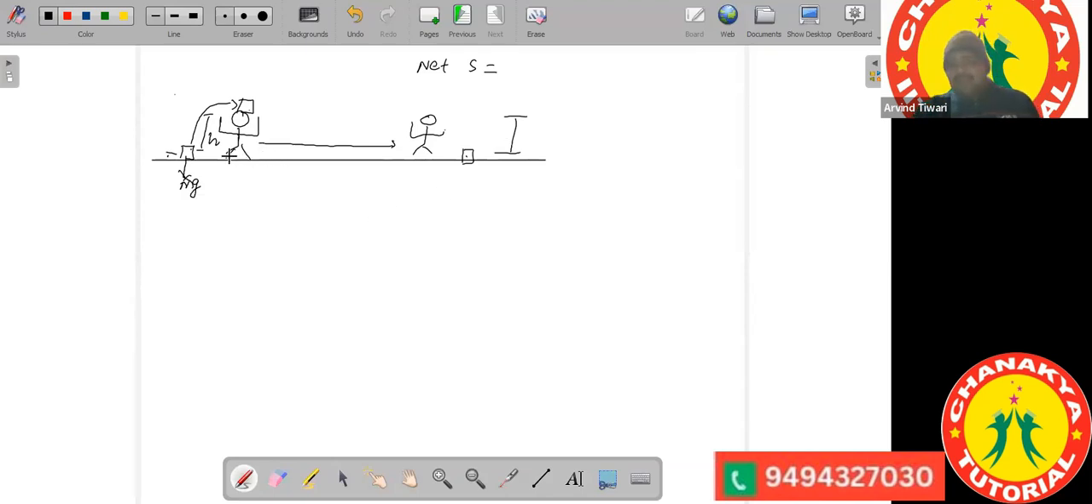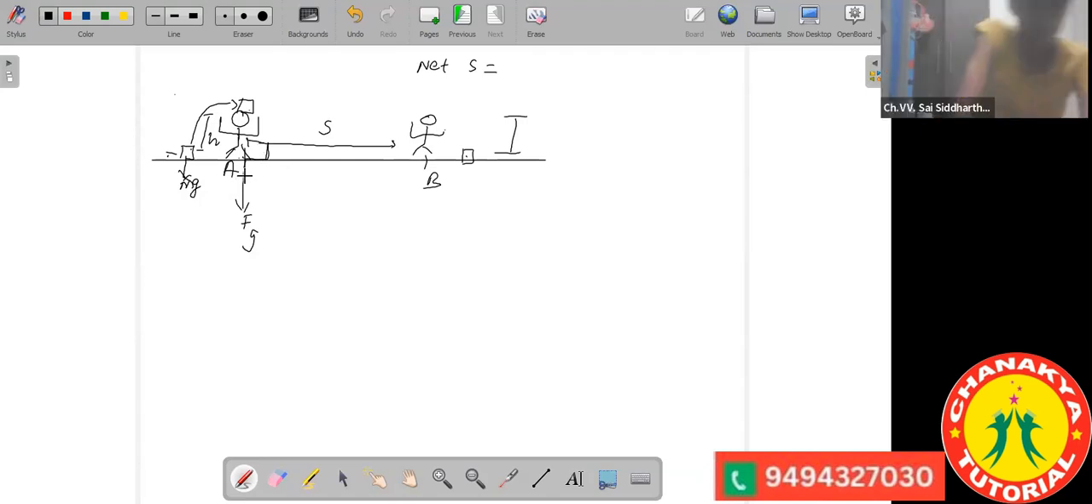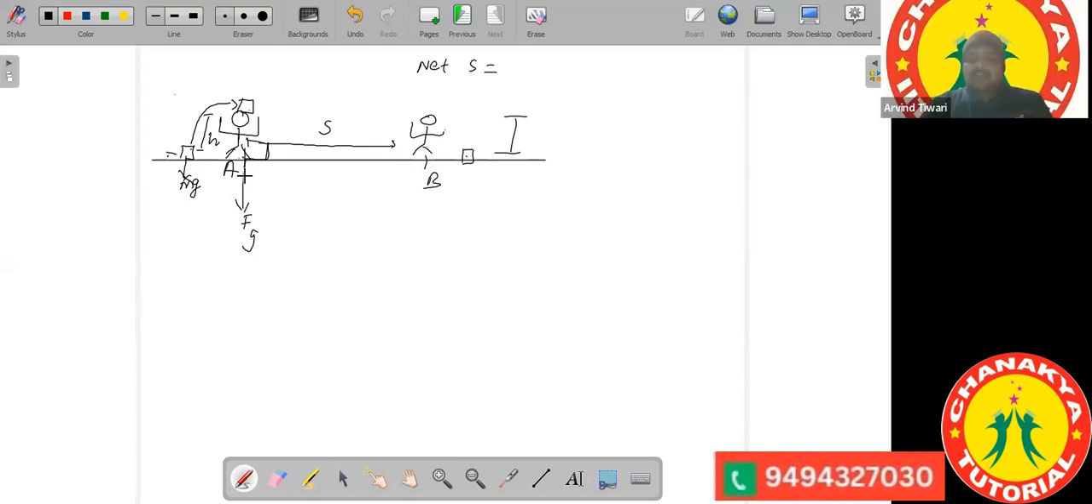Now, while walking, the coolie is traveling through some displacement. He's traveling from point A to point B. So there is a net displacement, but is there any work done against gravity? The gravitational force is acting in the downward direction, but the displacement is in the horizontal direction. Is there any work done by the gravitational force, Prince? Yes, sir.